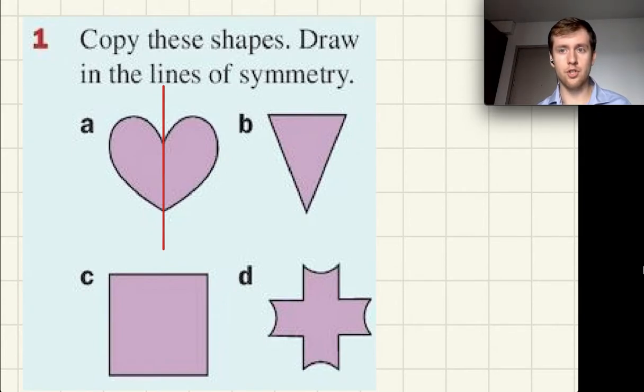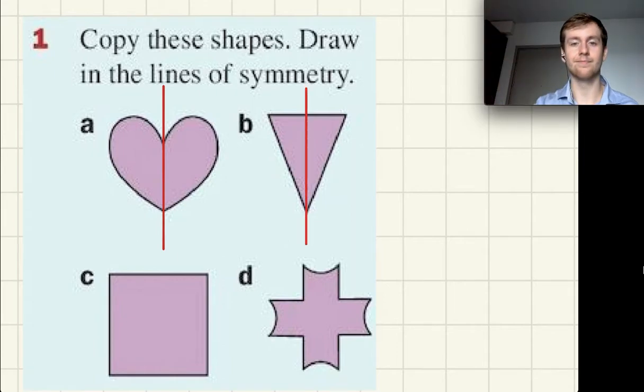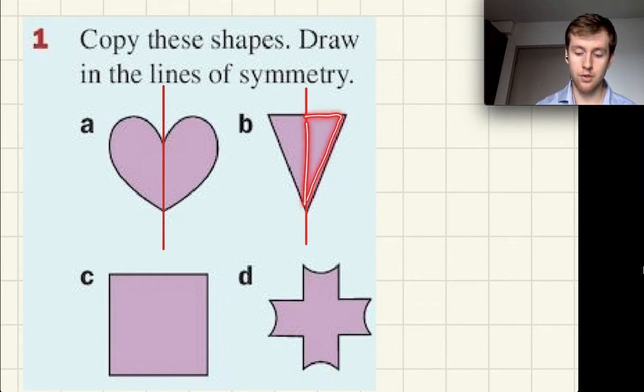Next we have a triangle, which seems to be an isosceles one. So for an isosceles triangle, the line of symmetry is here, like this. Again, it fits itself, right? The two parts are ideally equal to each other.